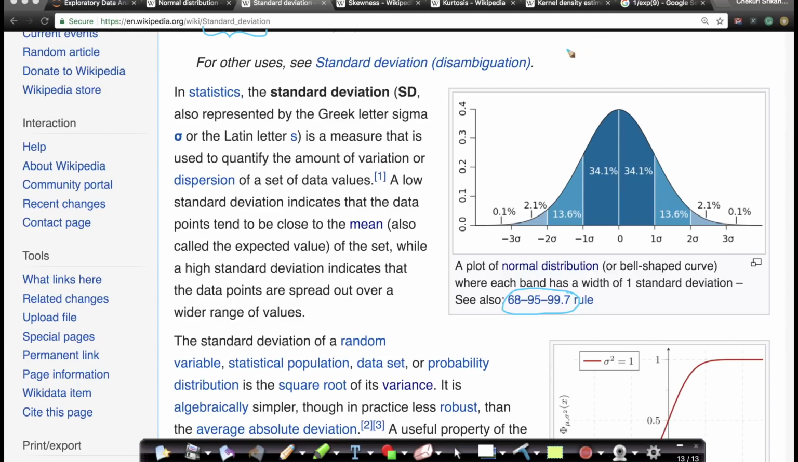So let's assume somebody gives me a random variable X, which follows a Gaussian distribution. Let's assume I'm given a mean mu and a sigma. Let's just say somebody tells me that my mu is 0 and my variance is, let's say, 2.